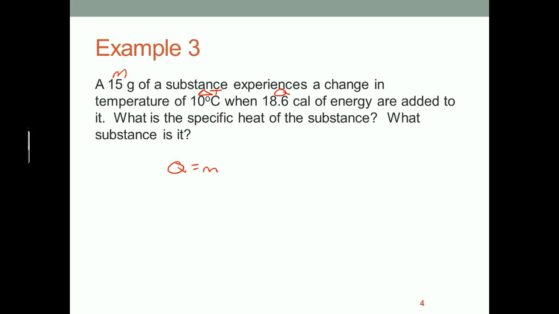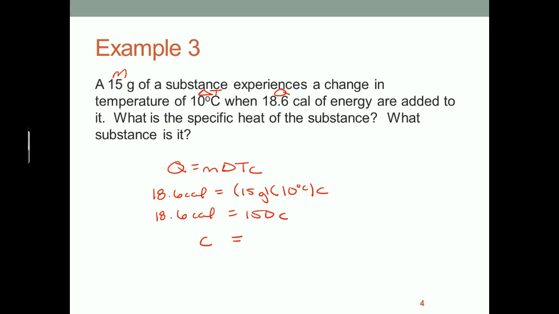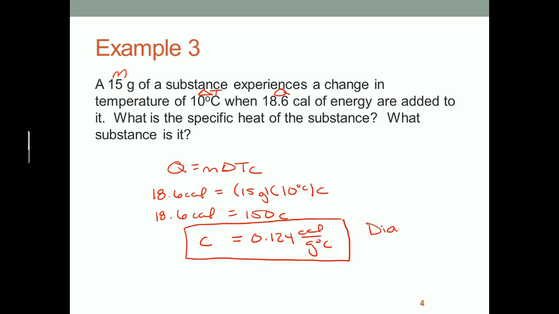So Q equals m delta T times C. So 18.6 calories equals 15 grams multiplied by 10 degrees Celsius multiplied by C, or 18.6 calories equals 150 times C. And when you divide 18.6 by 150, you get 0.124 calories per gram degree Celsius. You can then look this number up in the table and determine that it is diamond.